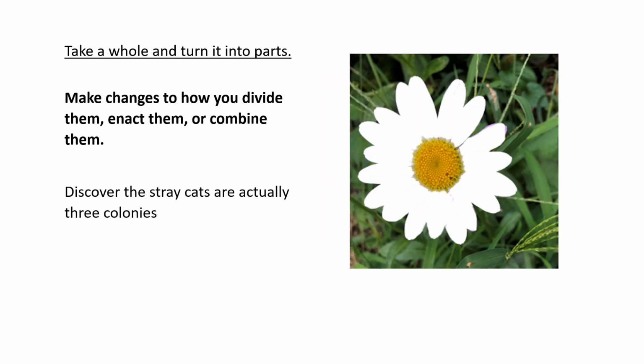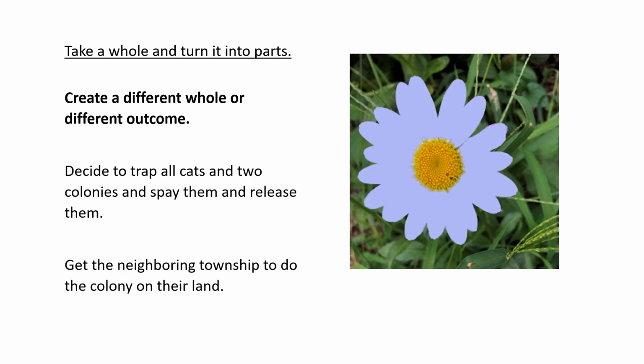Then you might discover that they all go back to one of 3 colonies at night. You could see that 2 of the colonies were in one township and another was in the other township, so you would share the problem and the solution by getting the neighboring township to do the colony on their land, which is trap, spay, and release, and you would do the same for your 2 colonies. That way, you share the problem and you come up with a different solution.